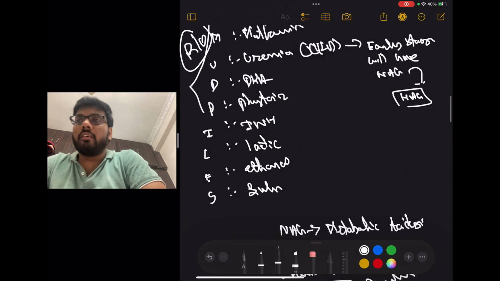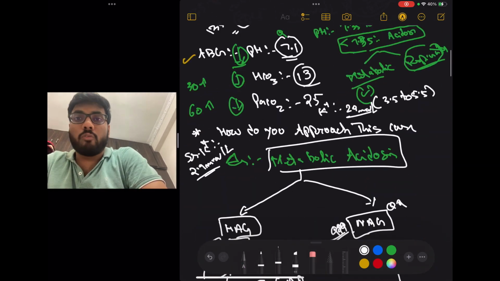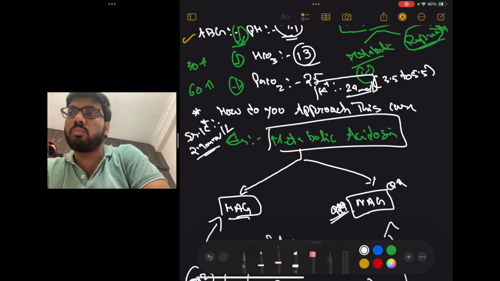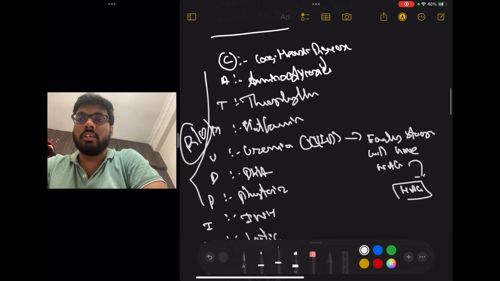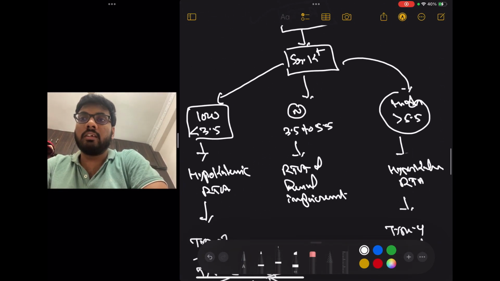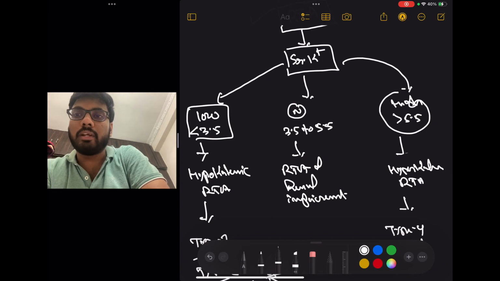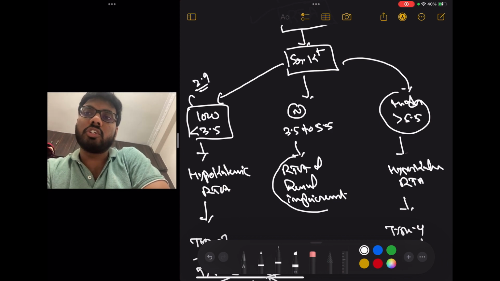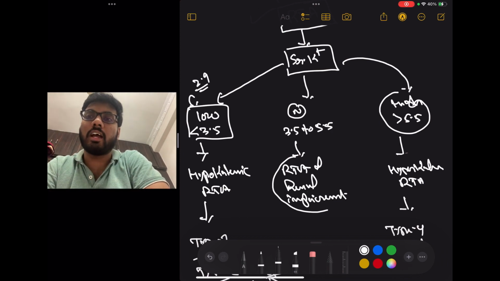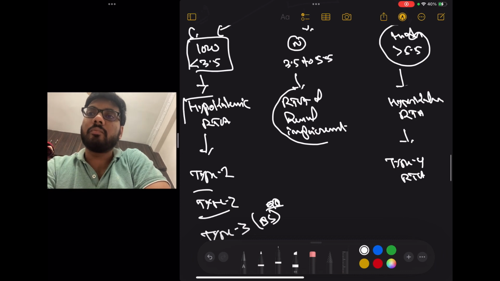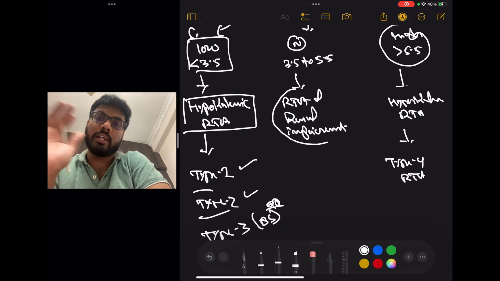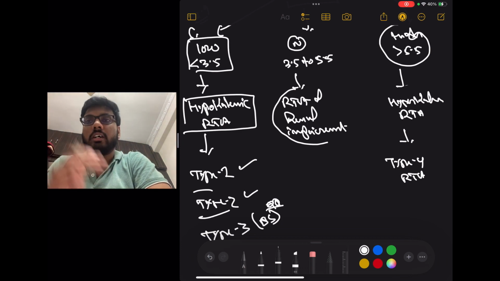Right. Suppose in our case, I wantedly did not give the potassium because her serum potassium is 2.9 milliequivalents. If her serum potassium is 2.9, that means she is fitting into where? Hypokalemic RTA, RTA of renal impairment, or hyperkalemic? That is 2.9, so she is having hypokalemia. So she is having hypokalemic RTA. That means it could be either type 1 RTA, type 2 RTA, or type 3 RTA, that is a combination of type 1 and type 2 RTA.